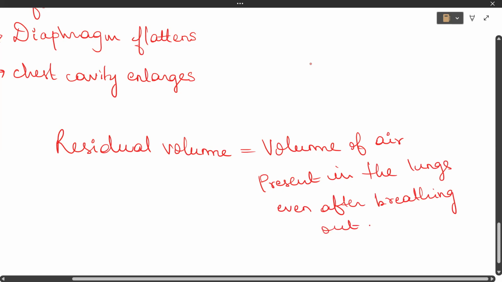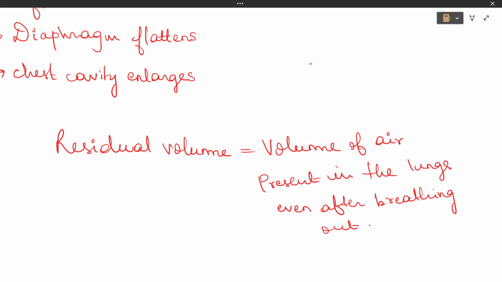So this amount, the residual volume, is the volume of air that will be present in the lungs even after breathing out. Understood? So that your lungs don't collapse.